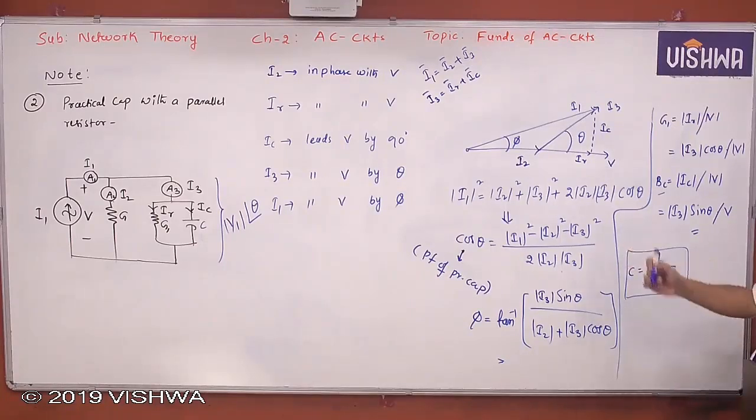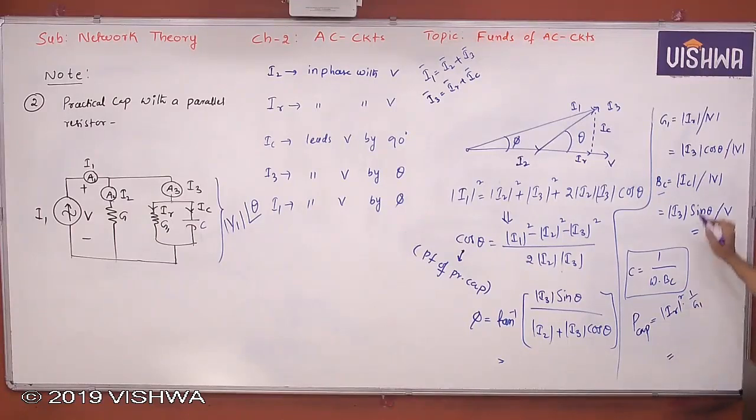Can you find the power of that capacitor? Yes, you can find it, right? What is the power consumed by the practical capacitor? Average power. You can write IR square into R, or else IR square by G1. Yes or no? But what is IR actually here? IR is nothing but I3 cos theta, so the power is I3 cos theta whole square by G1.